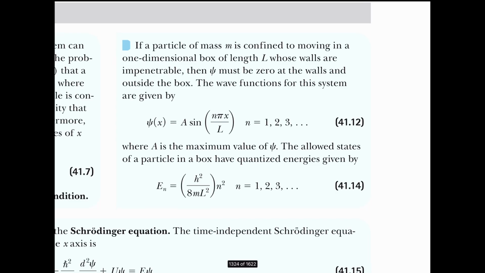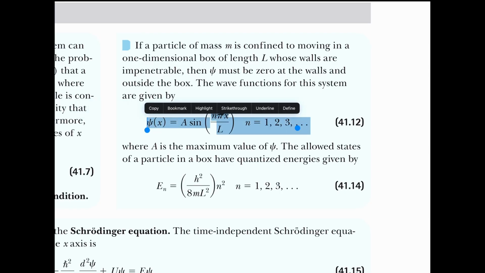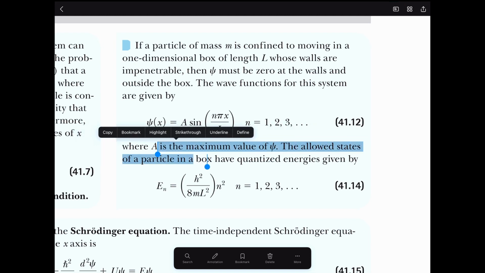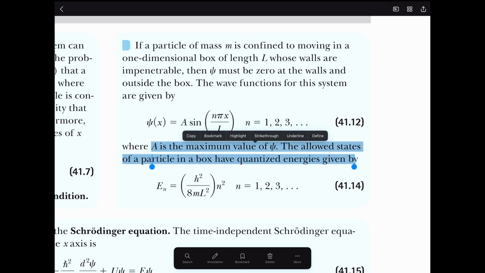If a particle of mass m is confined to moving in a one-dimensional box of length L, whose walls are impenetrable, then psi must be 0 at the walls and outside the box. The wave function for the system is given by this sine function over here, with n equal to 1, 2, 3, 4, and so on, where A is the maximum value of psi. The allowed states of the particle in a box have quantized energies.